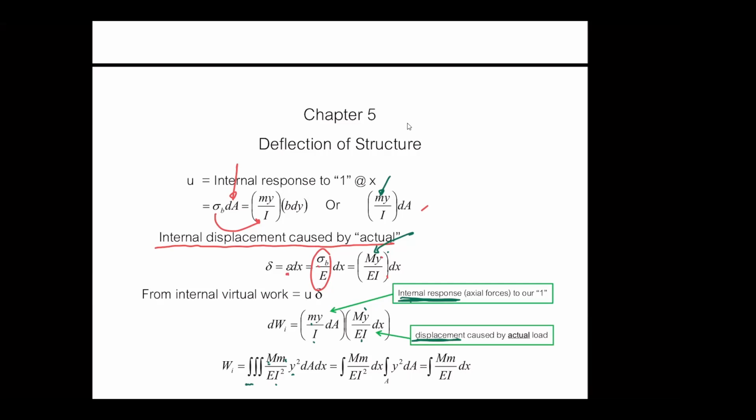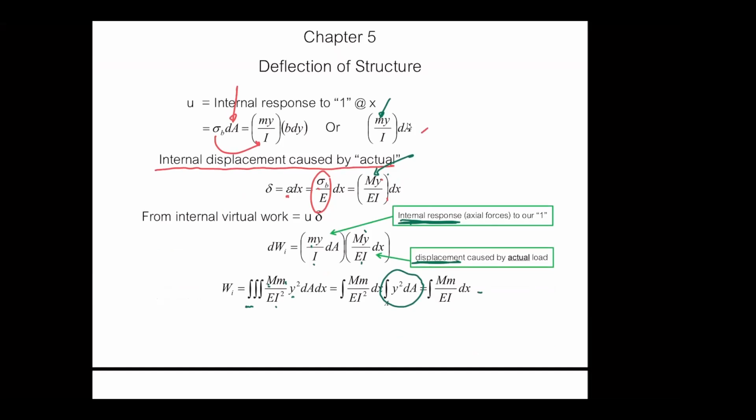y squared dA is I. Okay. Here, y squared dA is I. So one I is gone. So we now have this formula. So the internal virtual work is the integral of actual moment multiplied by virtual moment over EI dx. So when it comes down to the beam, you need to perform integration.